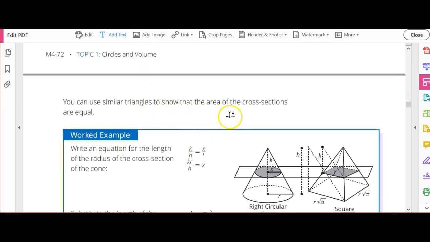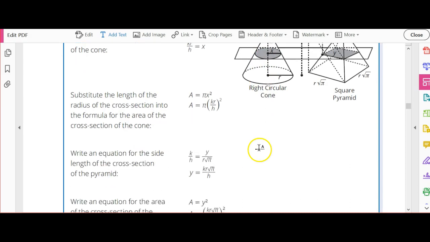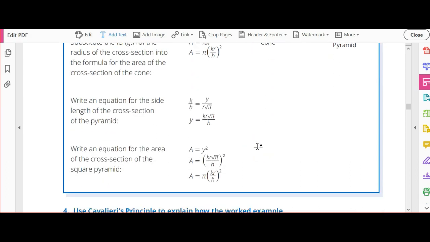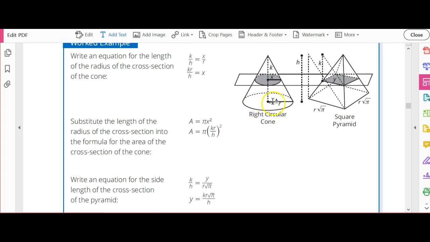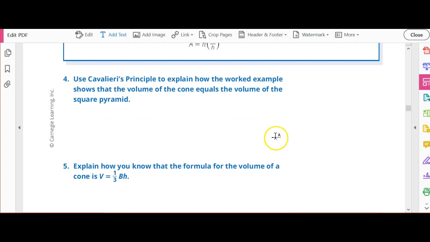It says you can use similar triangles to show that the area of the cross sections are equal. So here they have the equation for the length of the radius of the cross section. Okay, and we're going to skip through this algebra right now, for the purposes of time. This is an okay exercise, but I just know with our class I'll lose you if I spend a whole lot of time digging into that. So it says, use Cavalieri's Principle to explain how the worked example shows that the volume of the cone equals the volume of the square pyramid.